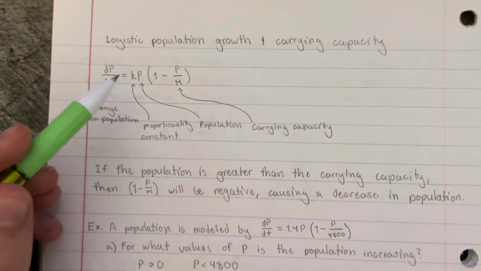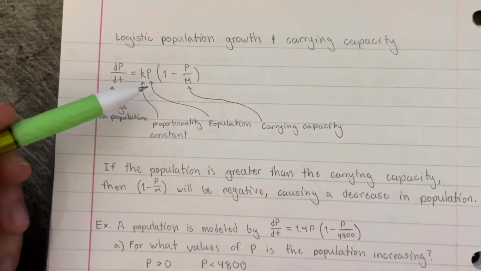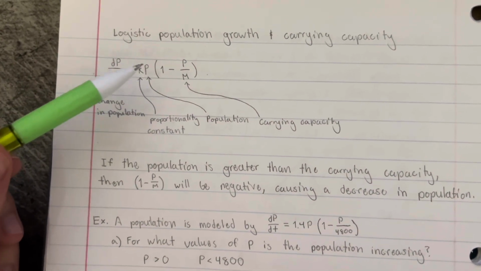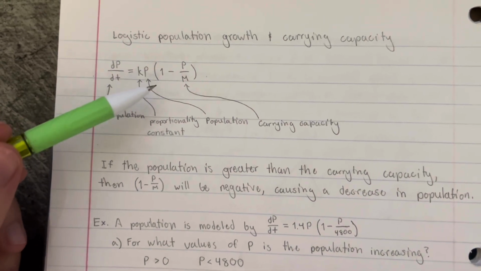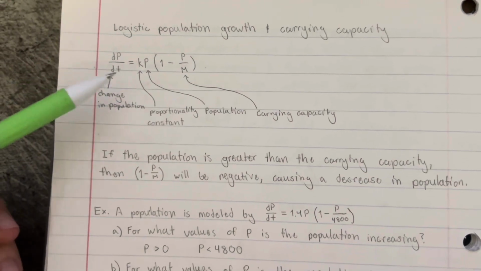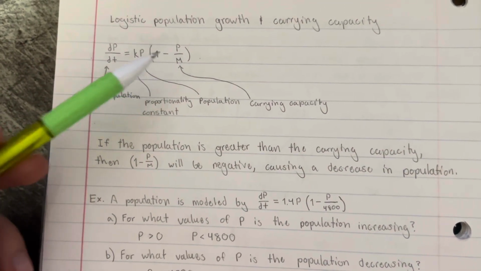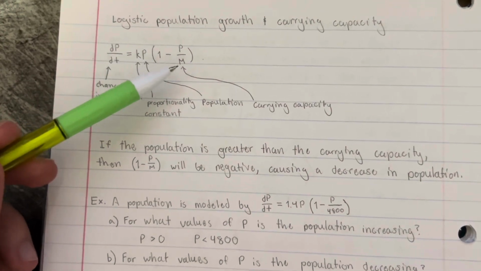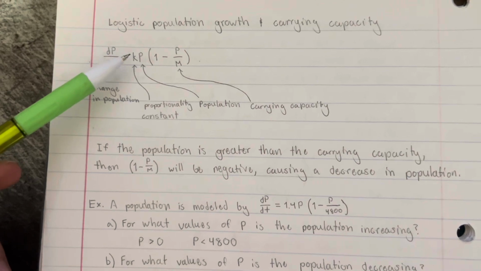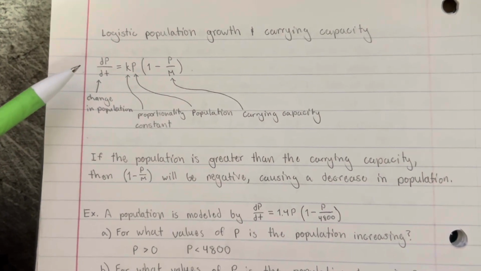The equation for logistic population growth is the change of population equals the proportionality constant k times the population, also times 1 minus the population over the carrying capacity. And this makes it so that if the population is greater than the carrying capacity, then 1 minus p over m will become negative, and then when you multiply it by k times p, the change in the population will be negative and the population will decrease.